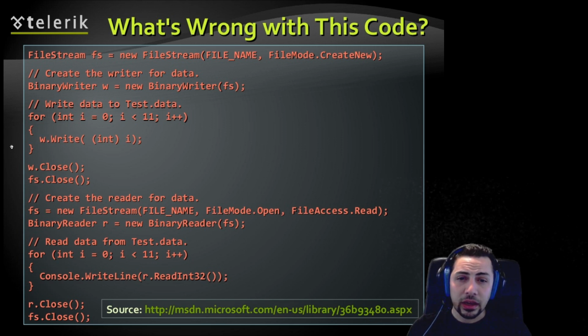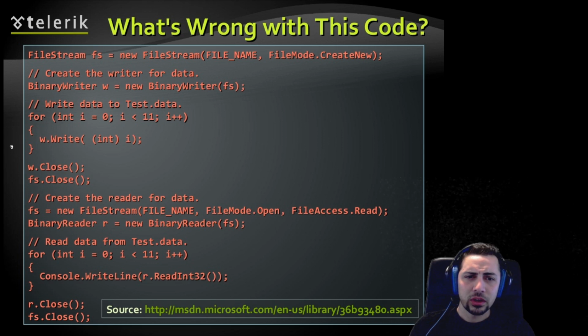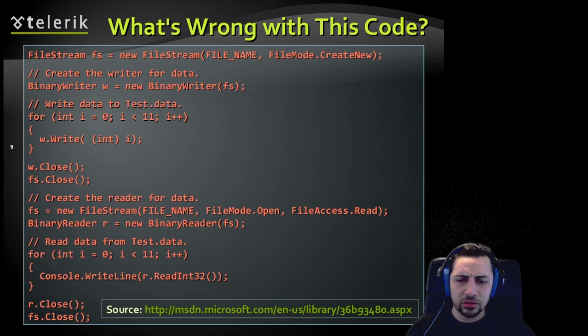And it writes data to test.data. Well, I don't see a test.data, so that's misleading comments. It writes the code. It writes an integer into W. W is the binary writer. That's a great variable name, right? Yes, aside from it being blood red is the convention for bad code. fs.close, w.close. Then it creates a reader for the data, same constant file name, open for read.